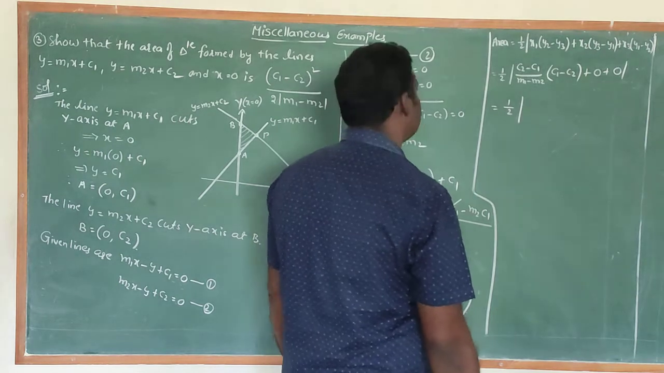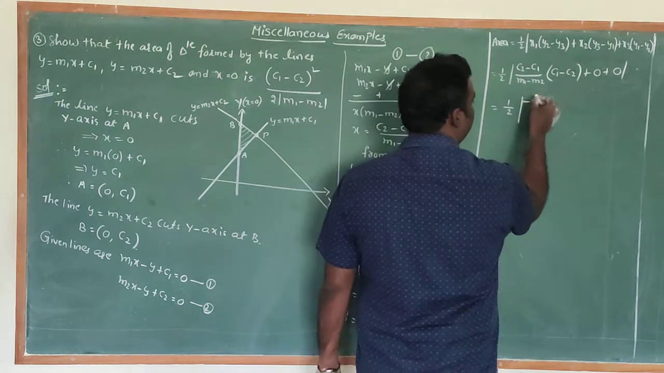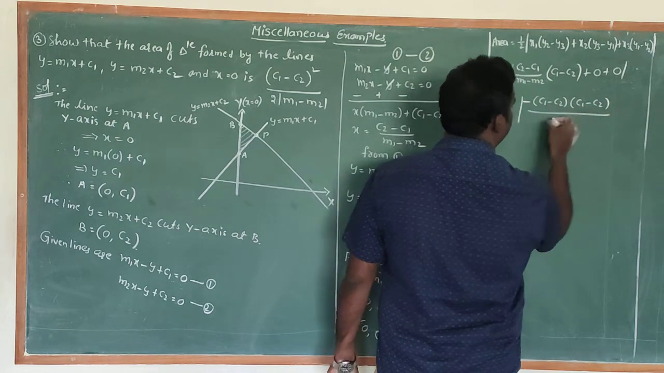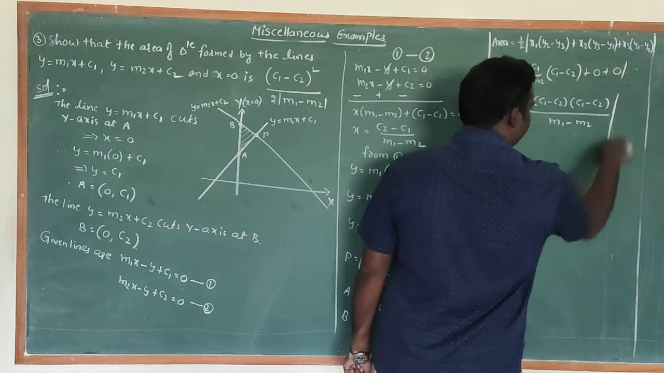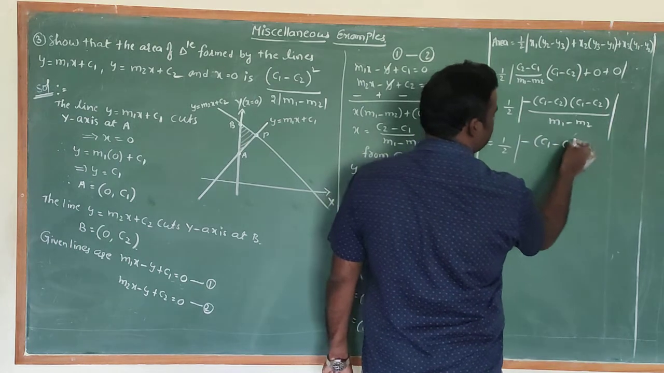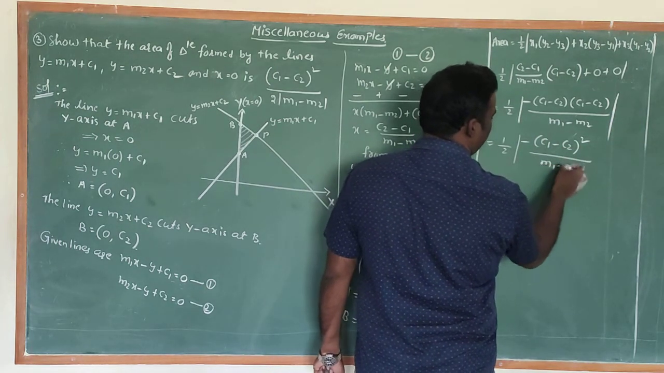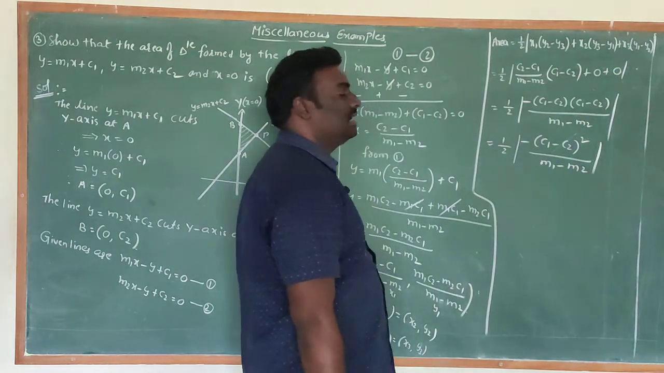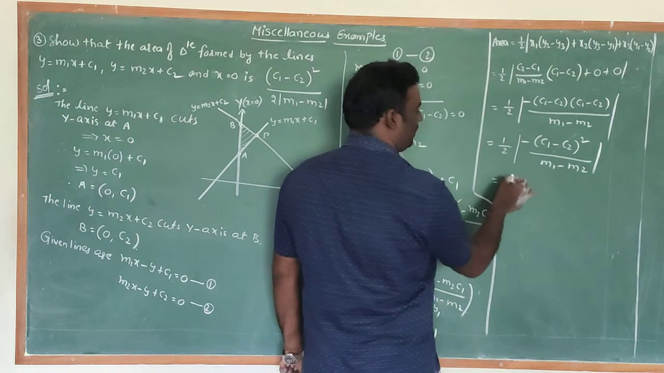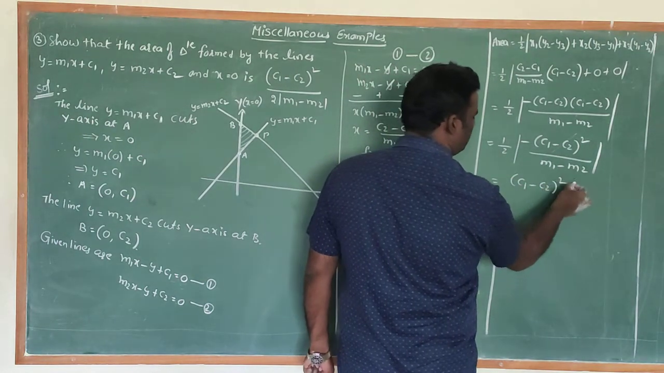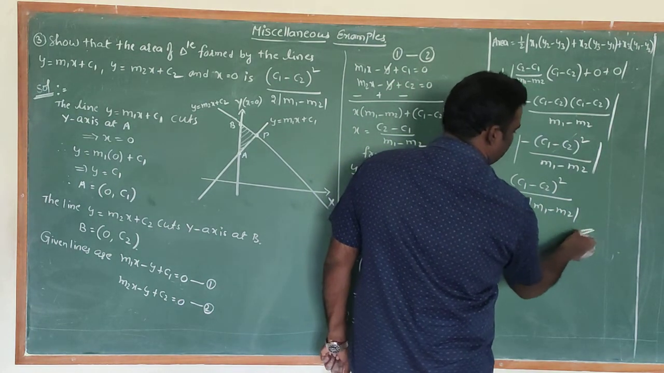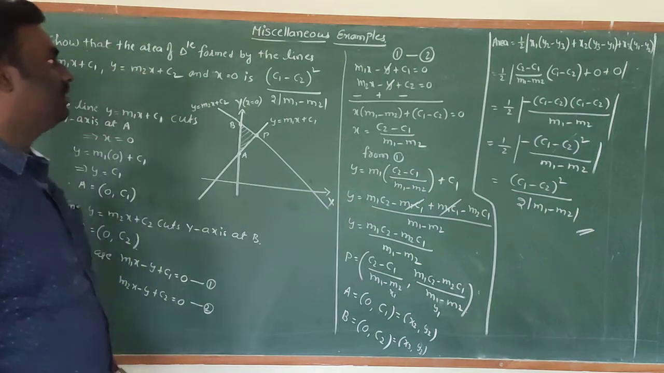Now this can be written as, if you take minus common, (c1 minus c2) into (c1 minus c2) by (m1 minus m2), that equals half into minus common (c1 minus c2) whole square by (m1 minus m2). If modulus has any negative value, it can be written as positive. Therefore the formula is (c1 minus c2) whole square by 2 into modulus of (m1 minus m2). This is the required area of triangle.